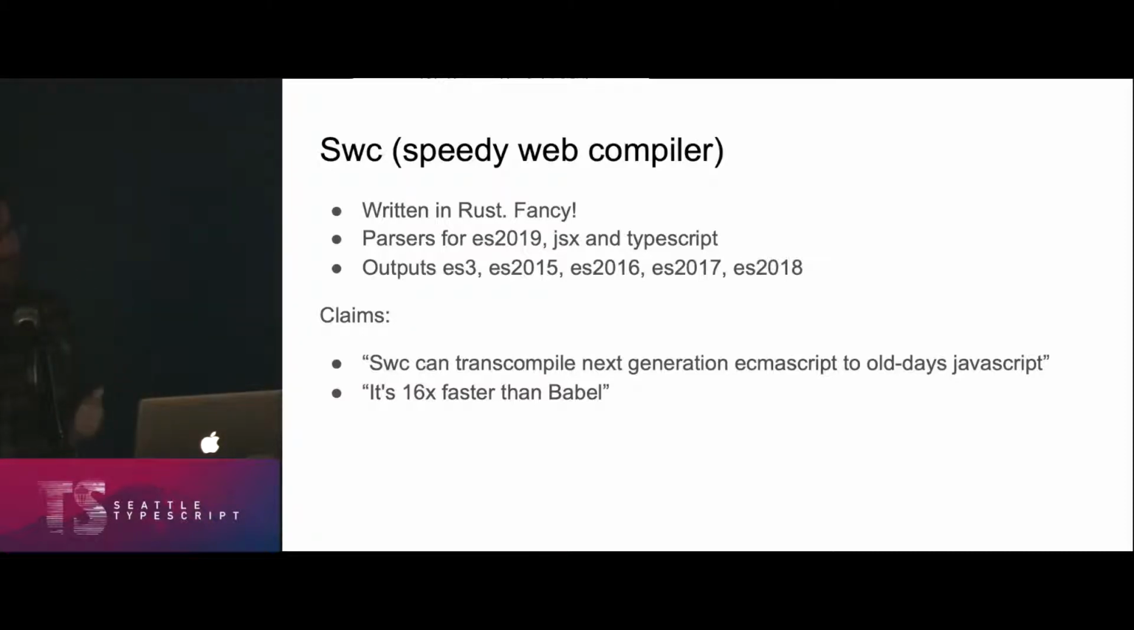It's great because it includes parsers for ES2019, JSX, and TypeScript, which is exactly what we need, at least in the UI project here at ExtraHop. But it outputs any version of JavaScript, so if you are supporting older browsers, it works. So yeah, these are the claims, basically what I said. And it's 16 times faster than Babel, and here it means Babel as well as the Babel TypeScript preset in the case of TypeScript.